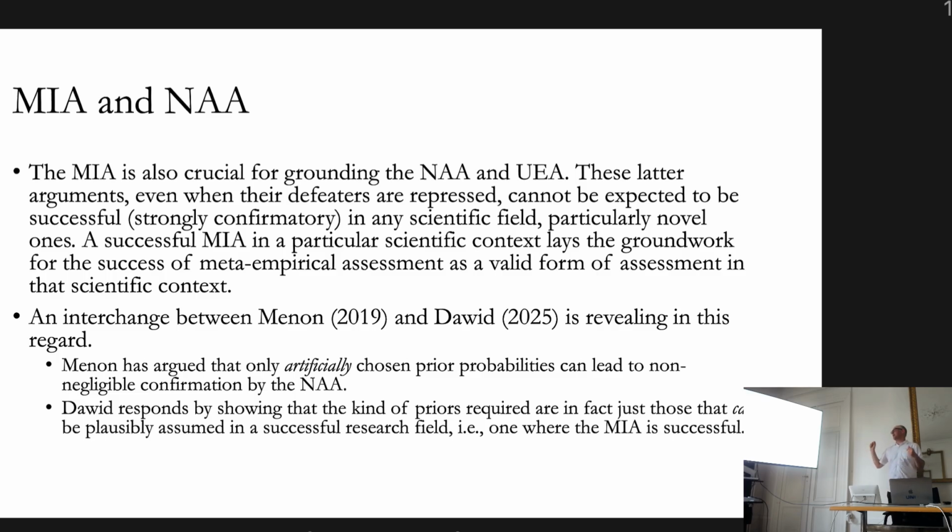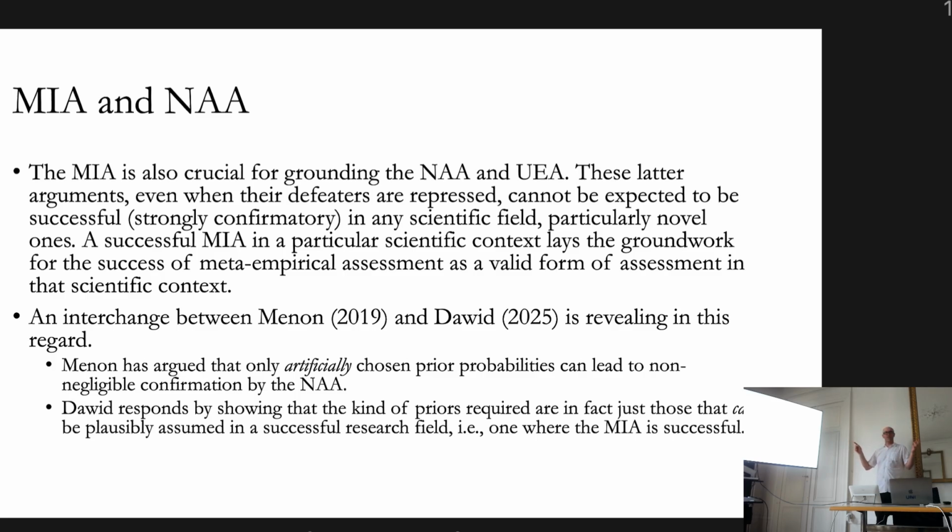Now, Menon criticized the no alternatives argument in particular by trying to set up an understanding of what kind of prior probabilities, in a Bayesian framework, can lead to non-negligible confirmation by the no alternatives argument. Okay, so in Bayesian confirmation, the normal view is that if you have a probability increase in the posterior from the prior, that represents confirmation. But it's always possible, of course, that that confirmation could be negligible. It could be so small as to be not really practically worth acknowledging. And so he made an argument that it's only in cases where we have artificially chosen prior probabilities, like fine-tuned or very particular prior probabilities, that we would have anything other than negligible confirmation by the no alternatives argument. So it's a clever criticism.